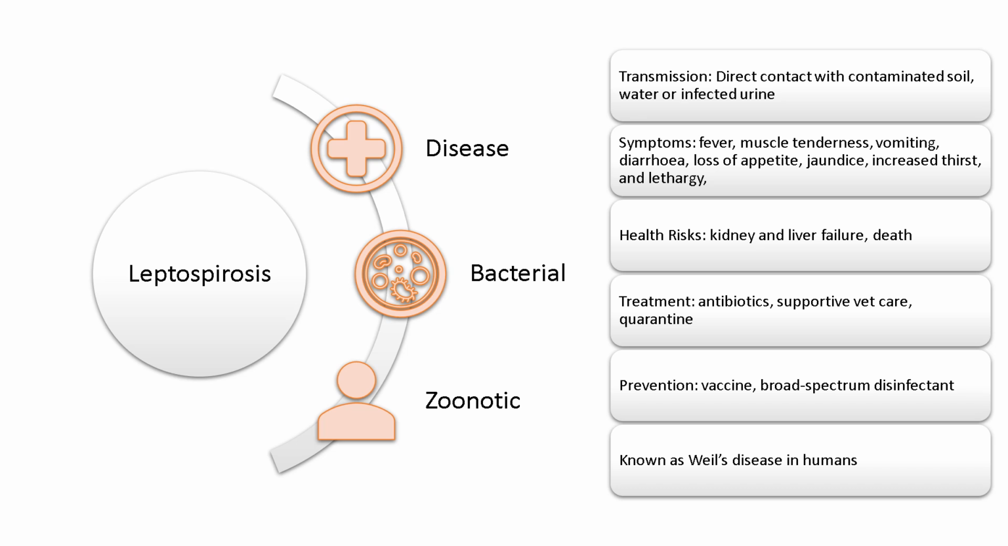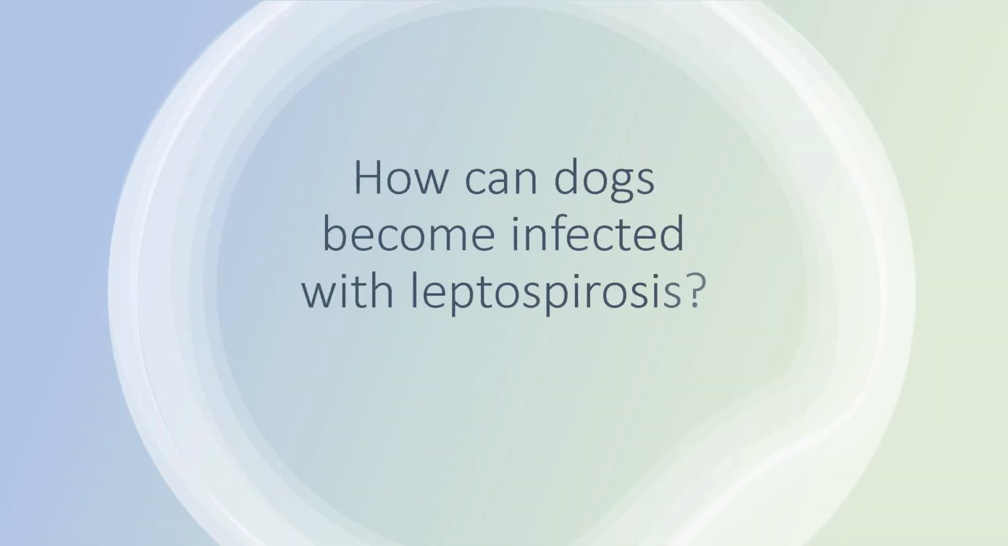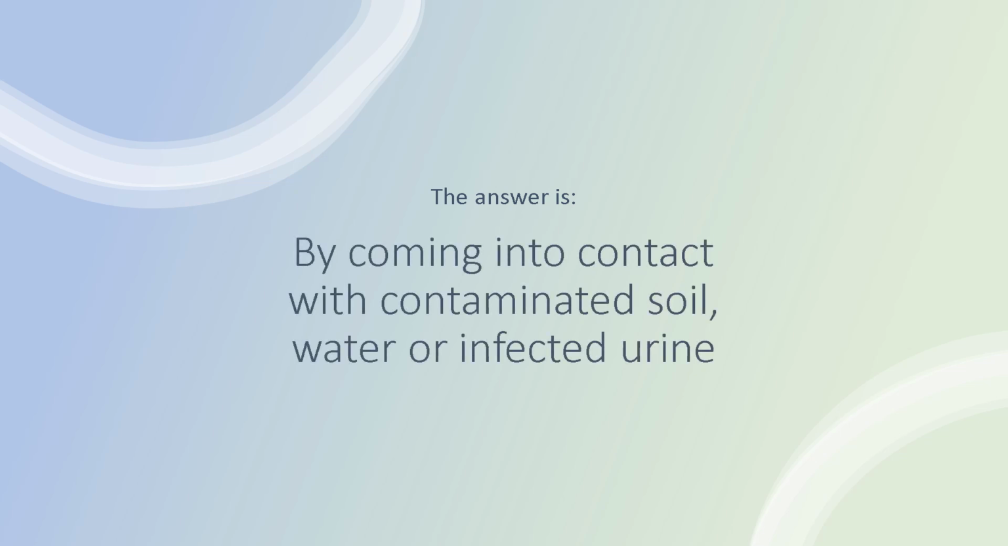Prevention includes vaccination and limiting exposure to contaminated water sources, especially in high-risk areas. Good hygiene practices and pest control also help minimize risk. Leptospirosis is zoonotic and can spread to humans, where it may cause flu-like symptoms or serious illness, particularly affecting the liver and kidneys. How can dogs become infected with leptospirosis? The answer is by coming into contact with contaminated soil, water, or infected urine.